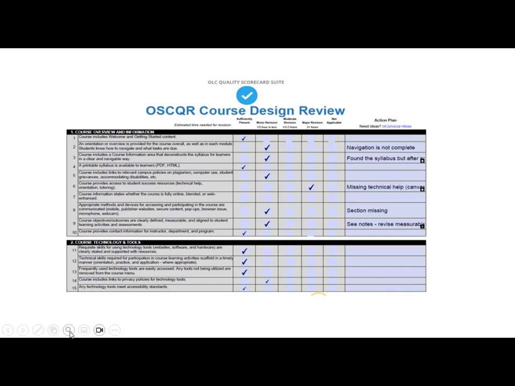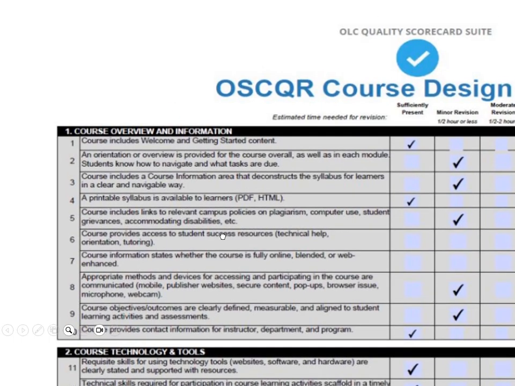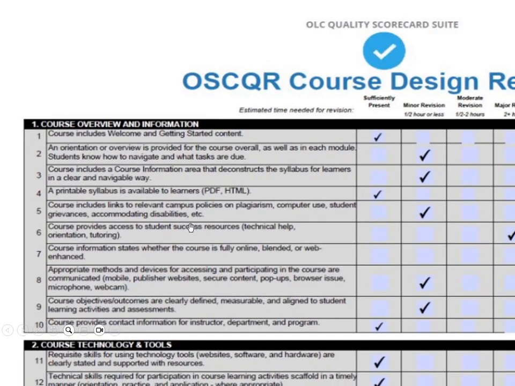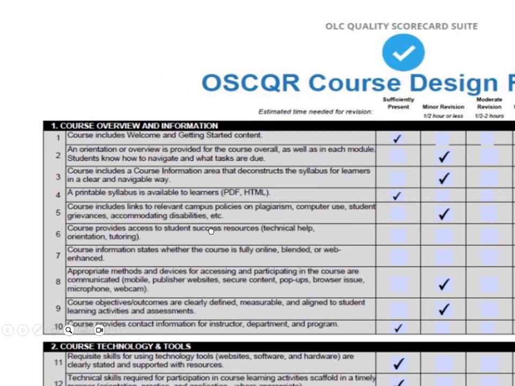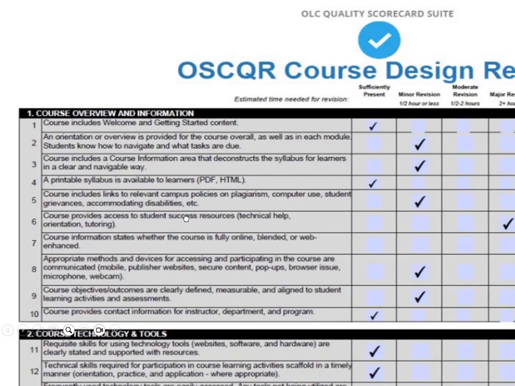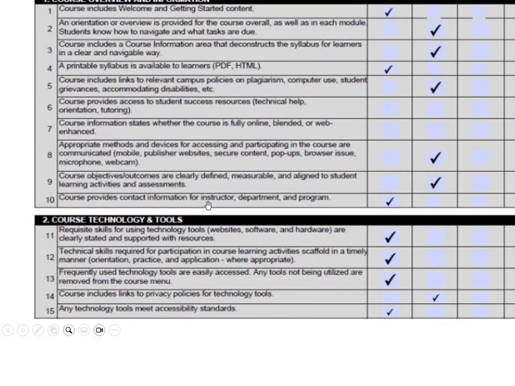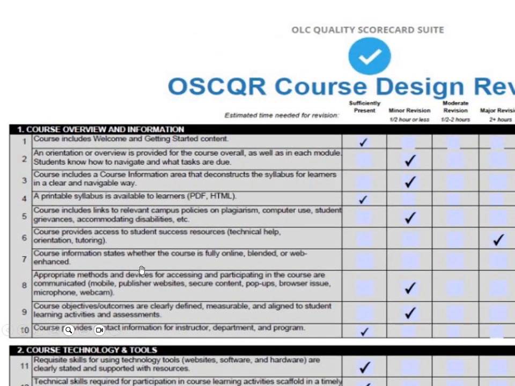Also, I need to enlarge this because this particular matrix is very important. It includes OSCQR, which is a quality review rubric, and it has two sections, one on course overview and information, and the other on course technology and tools. As an example, for the first table, a course should include welcome and getting started content, and orientation is provided for the course overall.